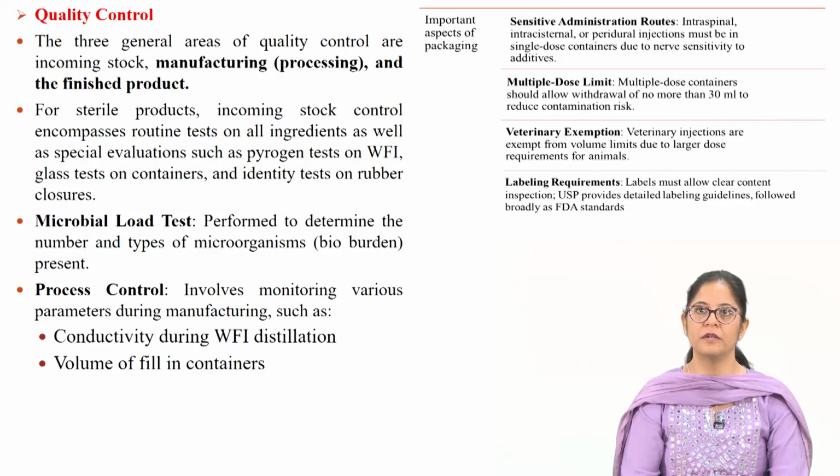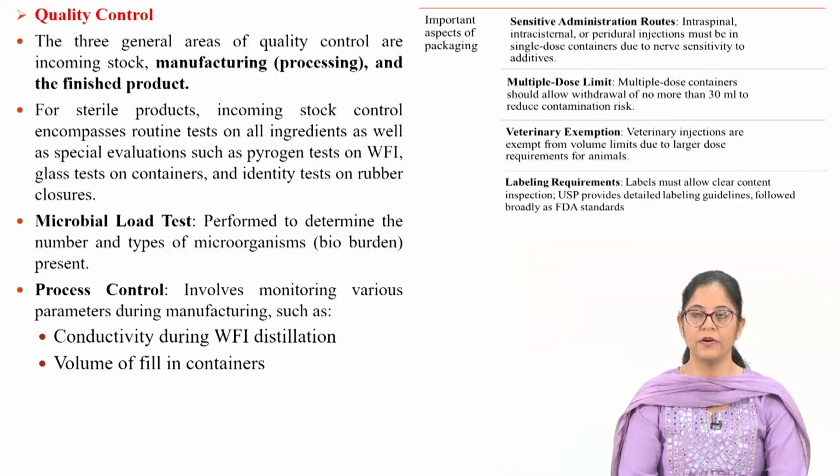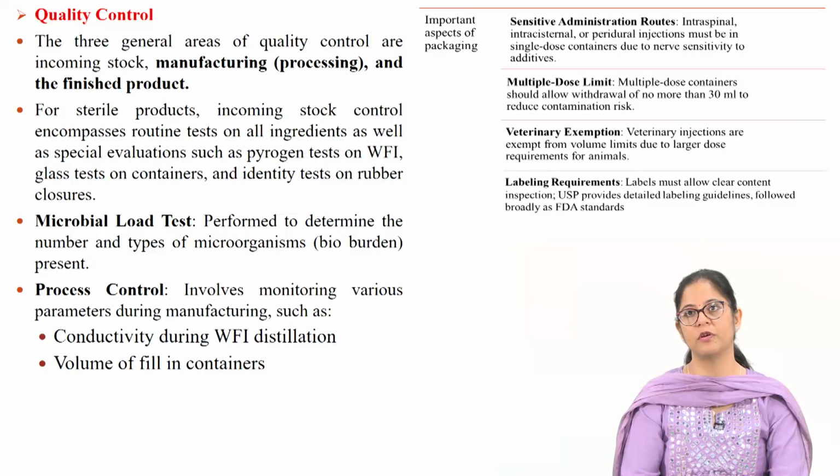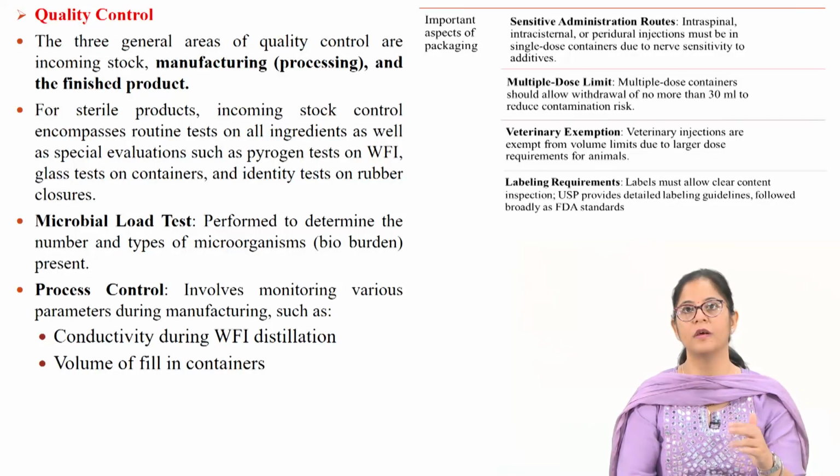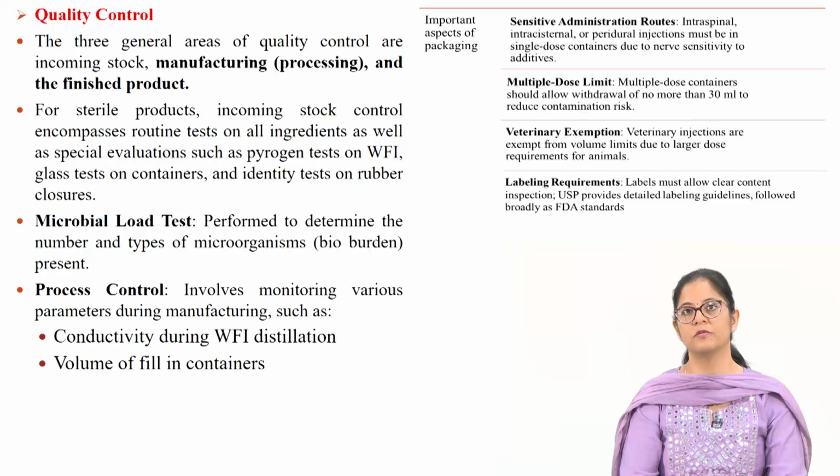The 3 general areas of quality control are: first, the incoming stock, then manufacturing and processing, and then the finished product. So, at these three areas or points, the quality of the material needs to be controlled.